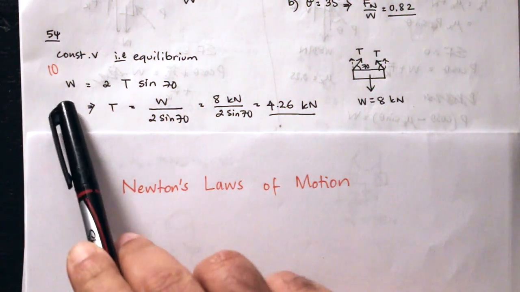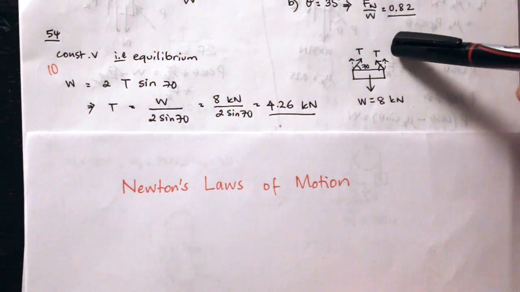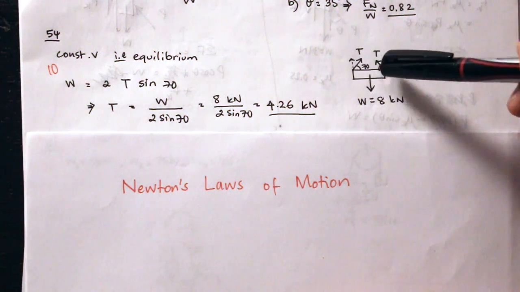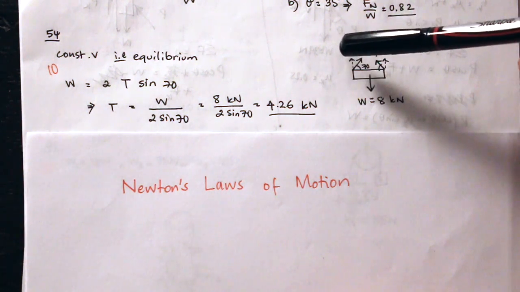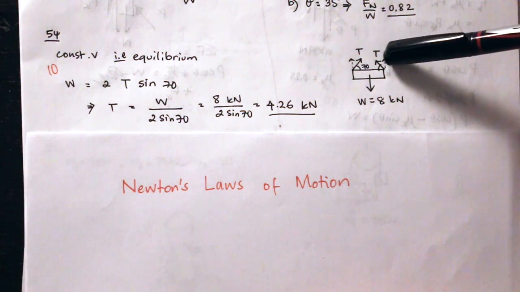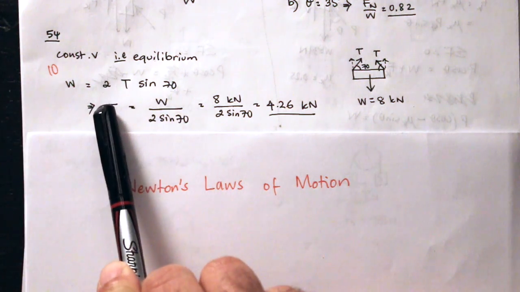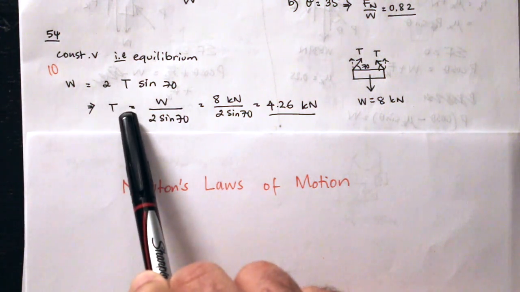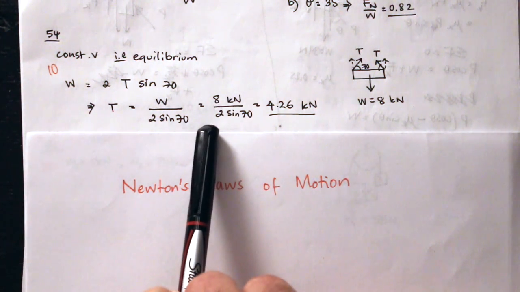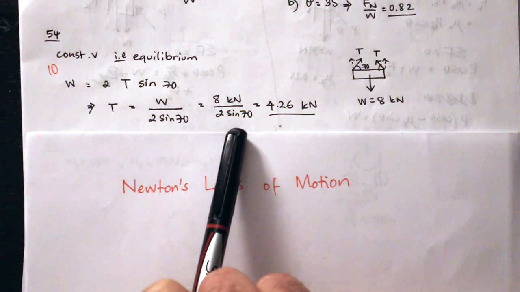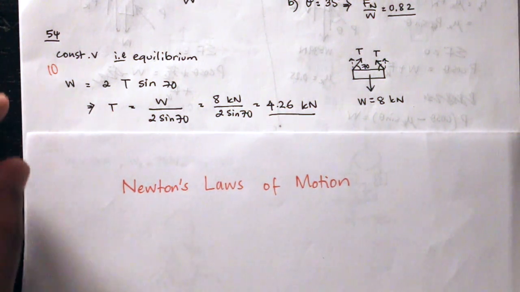The force pointing down is W. The forces pointing up are the two components of the two tensions in the y direction. So in the y direction, the component here is going to be T sine 70 degrees. The component on the other side is going to be T sine 70 degrees. So they're both going to be 2T sine 70 degrees. And from that, I can find the tension, which is what is called for. That's 8 kilonewtons divided by 2 because there are two of them, and sine 70 degrees because that's the component in the y direction. I get 4.26 kilonewtons.